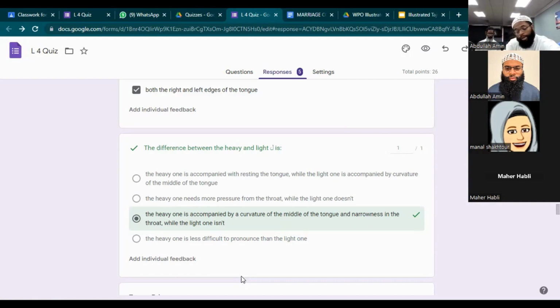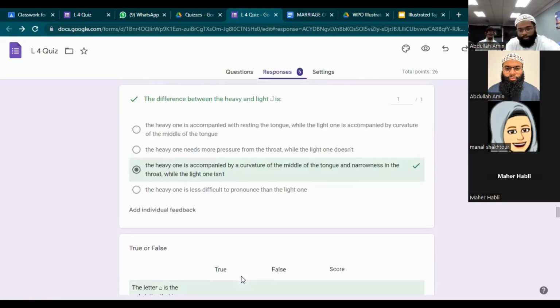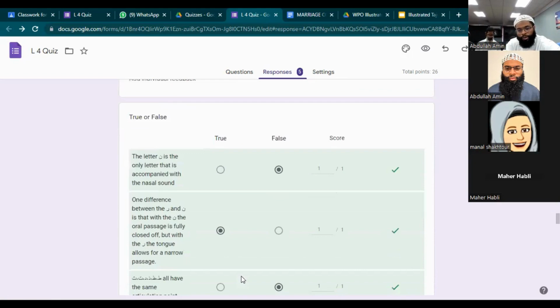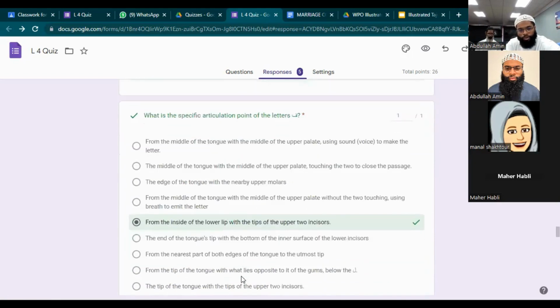With the heavy lam, the back part of the tongue goes up. With the light lam, the back part of the tongue goes down. And of course, there's narrowing in the throat as well with the heavy lam. But we'll skip those true and false ones.